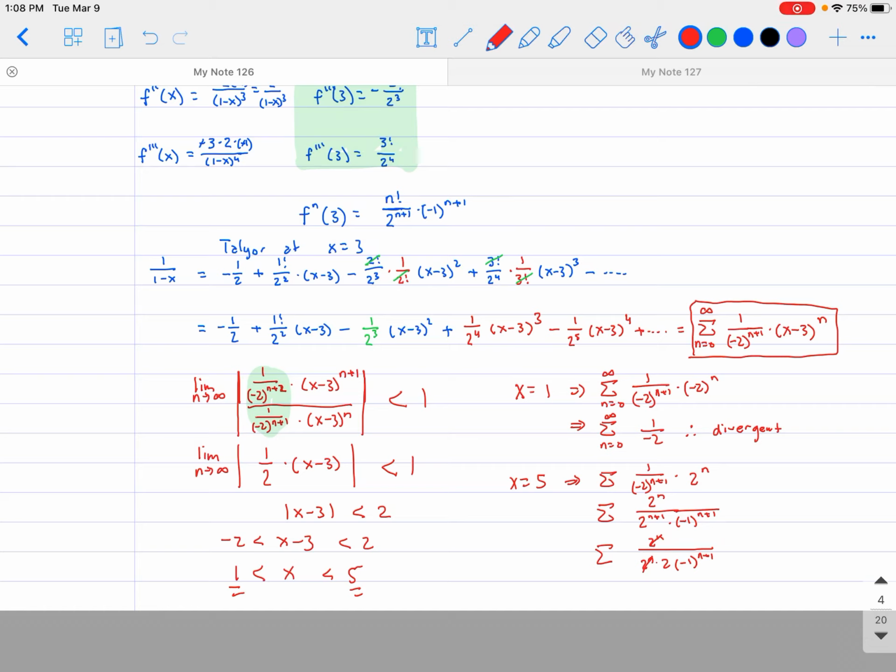So when you get that, that is now going to be equal to 1/2 minus 1/2, and then plus 1/2. And it looks like you're basically adding a bunch of 1/2 and -1/2. So therefore, this is also going to be divergent. So in conclusion, your final interval of convergence is going to be strictly from 1 to 5 then.